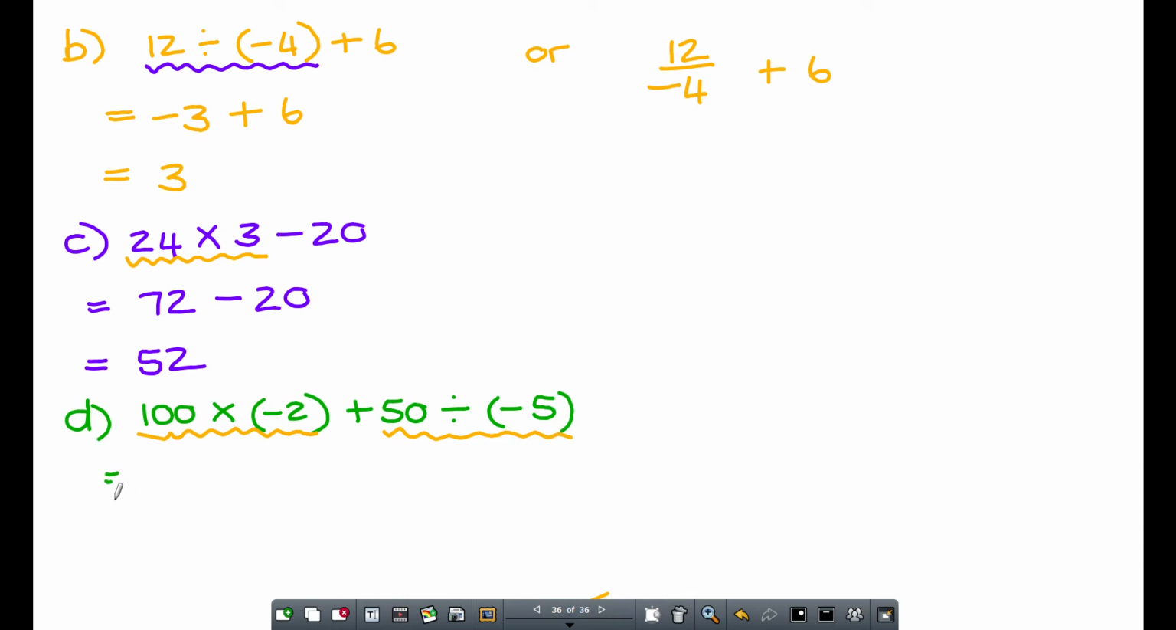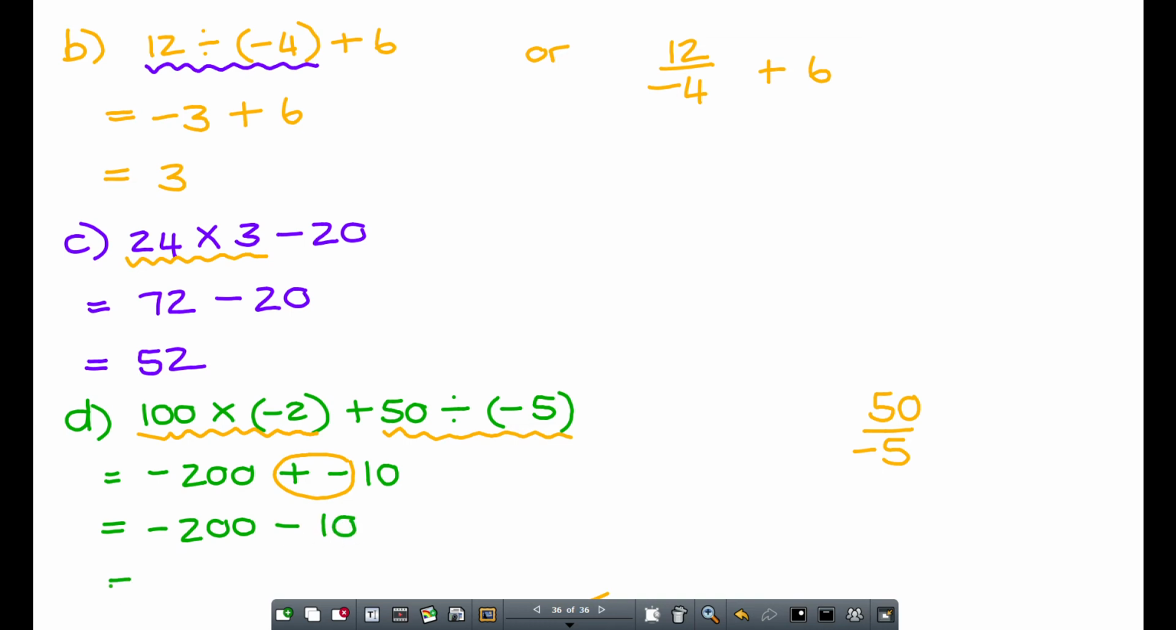Okay, so 100 times negative 2 will give me negative 200 plus 50 divided by negative 5. I'll write this here on the side. 50 divided by negative 5. Now that is actually going to give you negative 10. And you could have skipped directly to the step saying it would have been minus 200 minus 10. So if you skip that second step and went directly to the third one, that would have been correct. And your final answer will be minus 210.